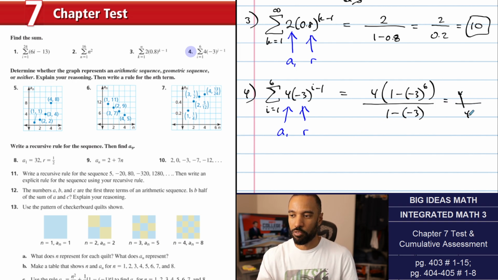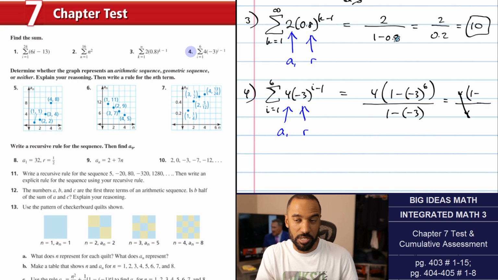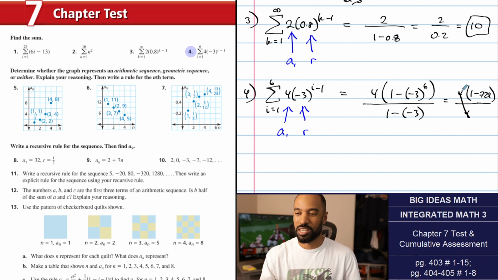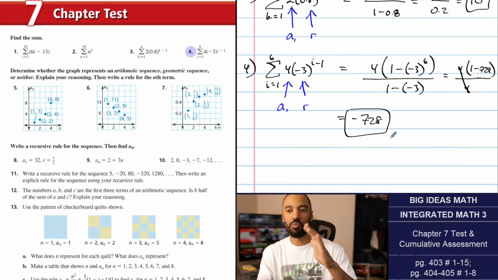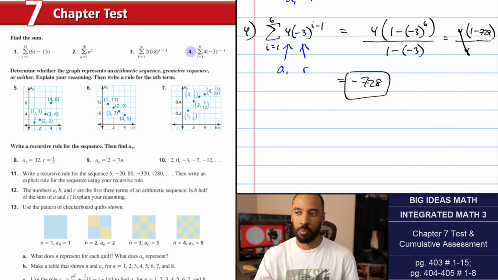So this becomes 4 over 4, which is 1 right there. And you're just left with this 1 minus, and 3 to the 6th might be 729. I think it's 729. So ultimately, you just have 1 minus 729, which is negative 728. Doesn't make sense we have a negative answer. What's actually going on here when we compute these things?